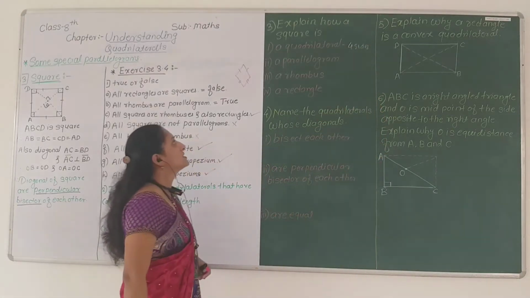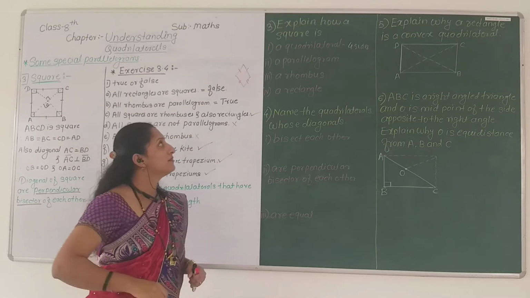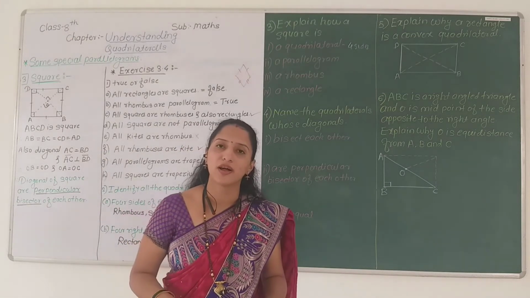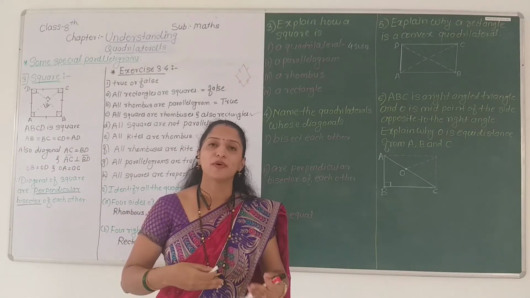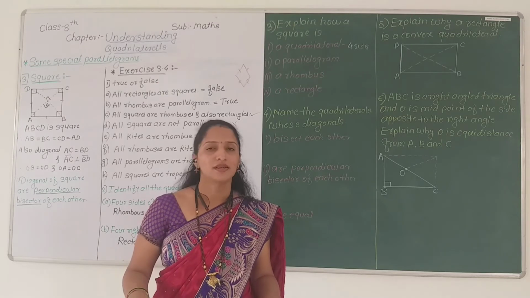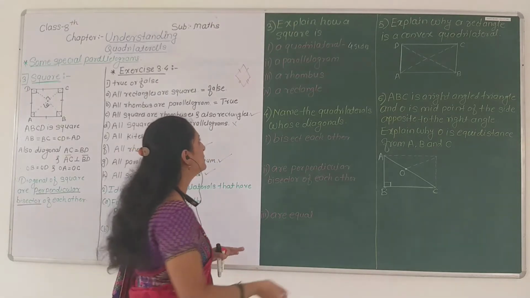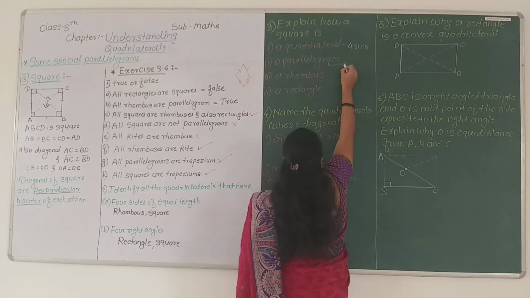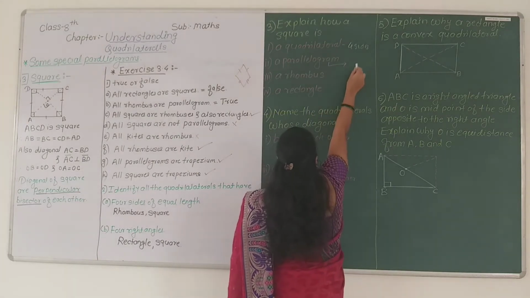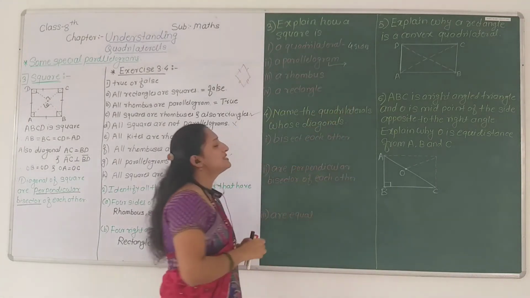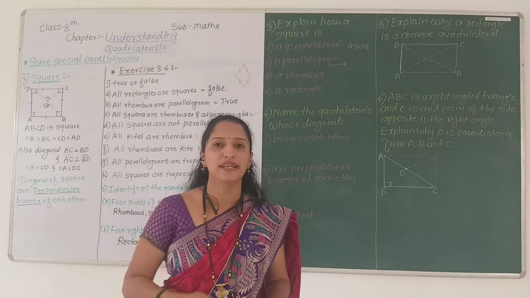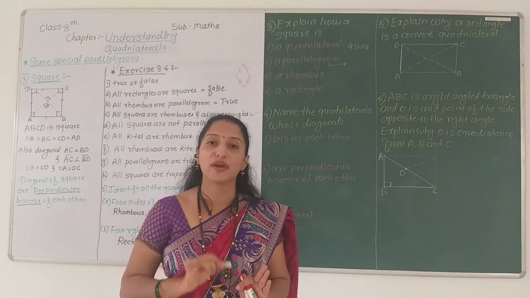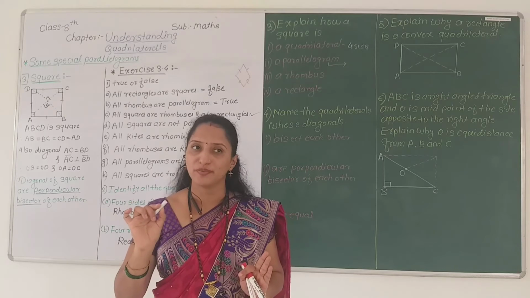Next one, a square is a parallelogram. How is a square a parallelogram? Since opposite sides are parallel, a square is a parallelogram. So you have to write this as: opposite sides in a square are parallel. Therefore, it is a parallelogram. You have to write briefly in your notebook.